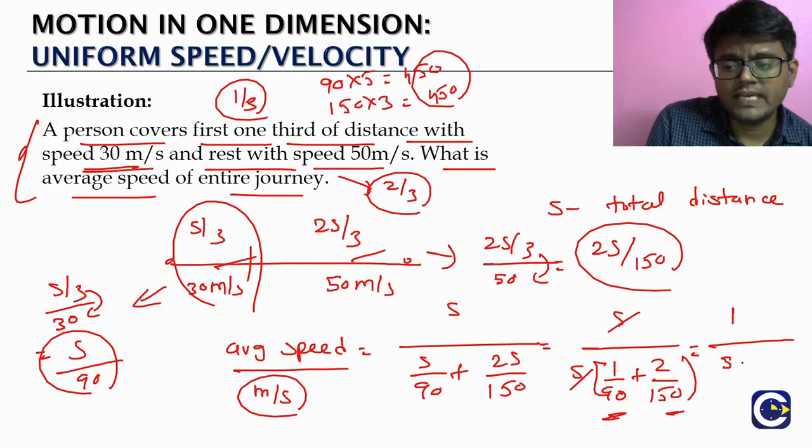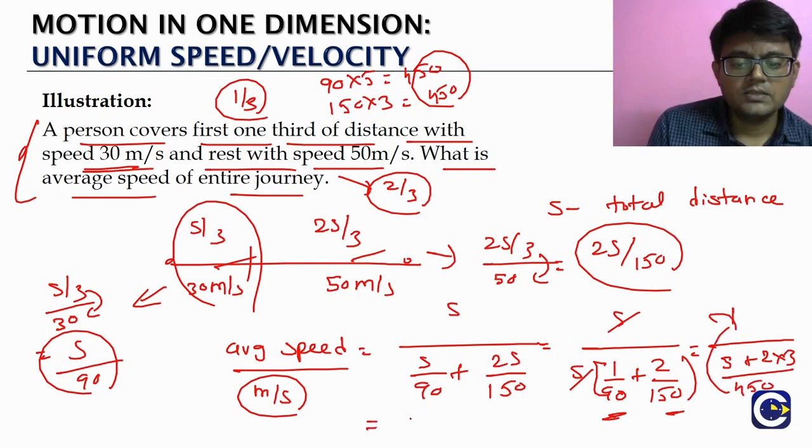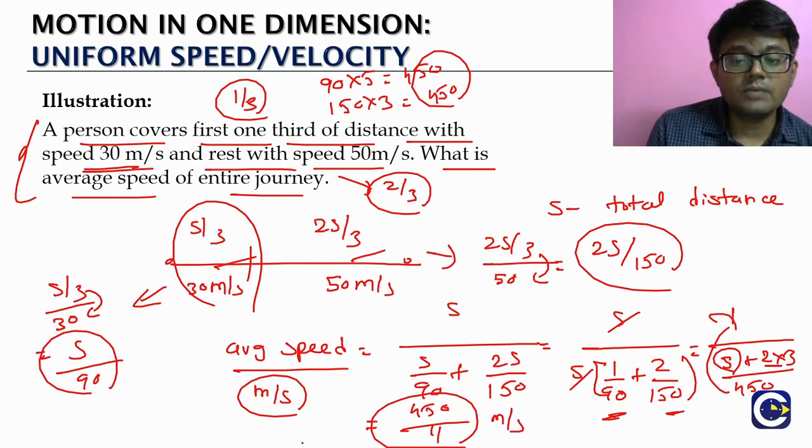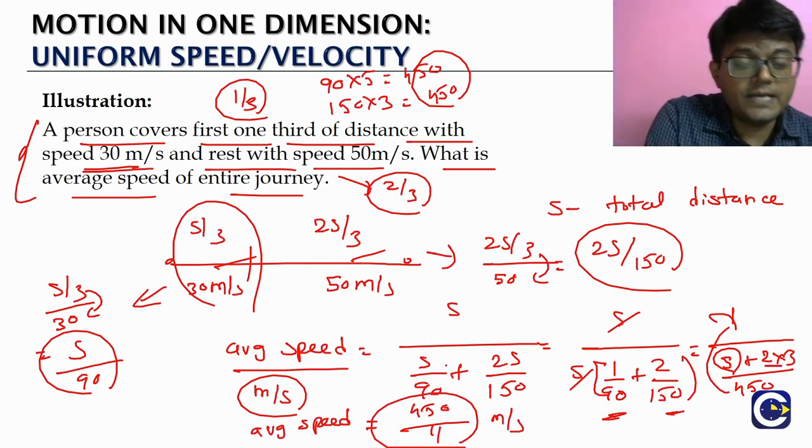So 90 times 5 is right, so we'll have 5 plus, as there is already a 2 here, 2 into 3 will come, divided by 450. The 450 will go to the numerator. So it is 450 divided by the denominator, 5 plus 2 threes are 6, which is 11. The unit is going to be 450 by 11 meter per second. So this is the average speed value for the entire journey.